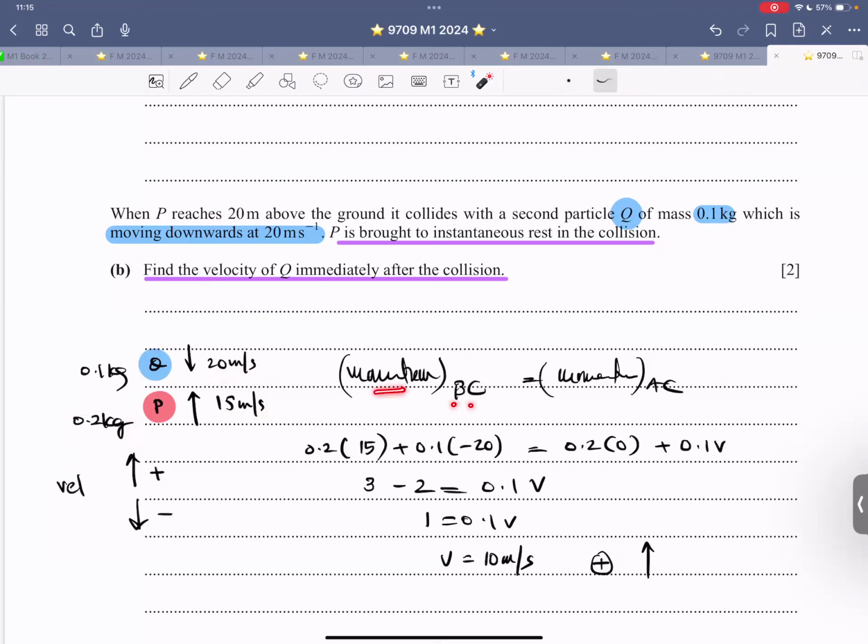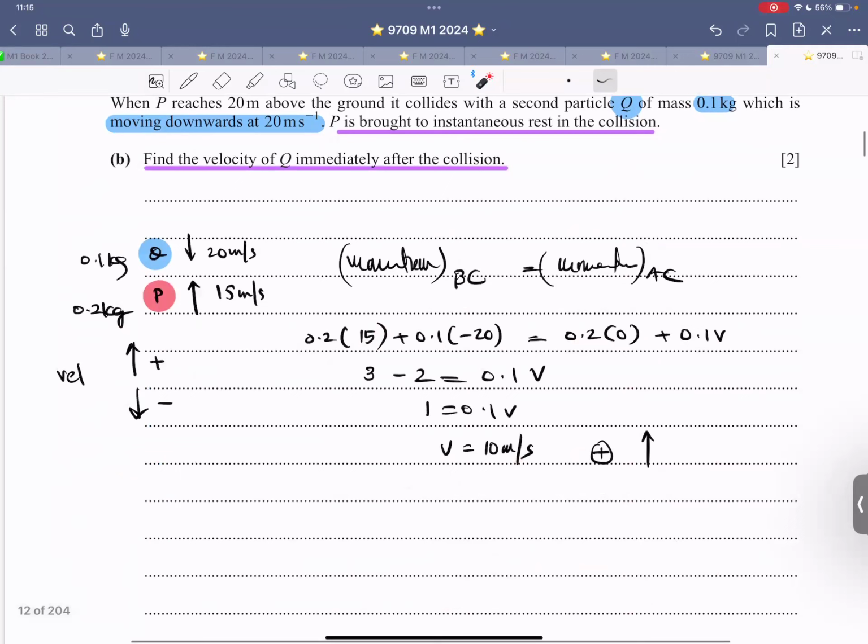So now momentum before collision is equal to momentum after collision. Mass, velocity, mass, velocity. This is P, this is Q, mass, velocity P, mass, velocity Q. So this is 0.2, 15, 0.1, negative 20. Take the velocity up to be positive, so the other one should be negative. 0.2 into 0 because it comes to rest, 0.1 into v, therefore v is 10 meters per second. That means Q is moving upwards. So let me write over here, this is Q. So this particle Q is moving upwards with 10 meters per second. All good, all clear?